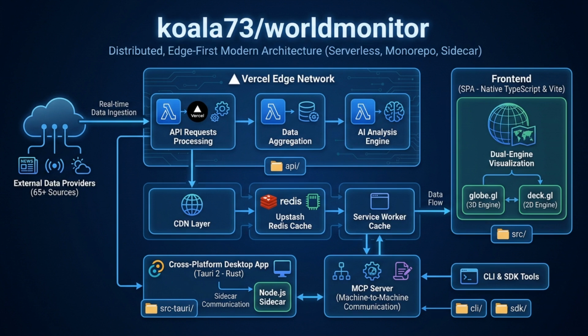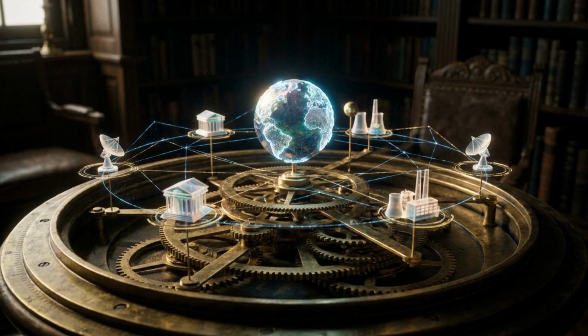And to top it all off, the desktop app uses Tauri 2. This modern framework gives you the best of both worlds, a secure backend written in Rust paired with a lightweight web-based frontend. The result is a high-performance native app that runs beautifully on Windows, macOS, and Linux.